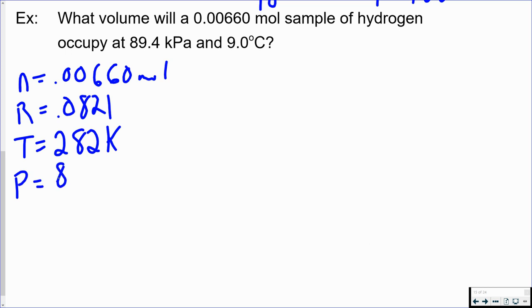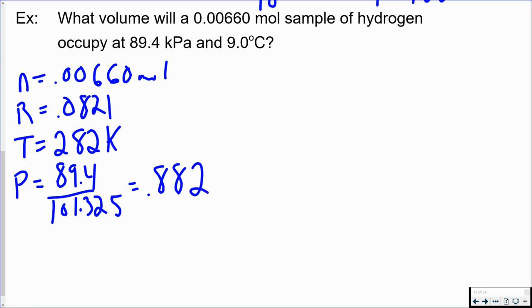We're going to take 89.4 and divide it by 101.325 in order to calculate that in ATMs. And that is 0.882 ATM. So now we're solving for V. V is equal to nRT divided by P. We're going to go ahead and plug those in.